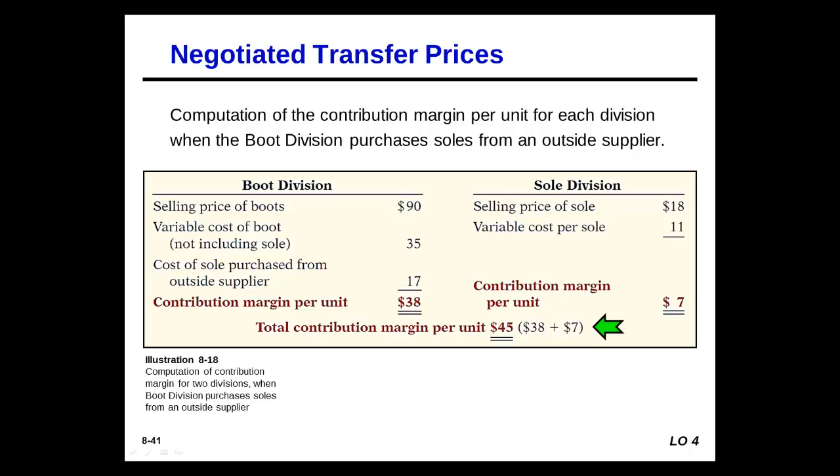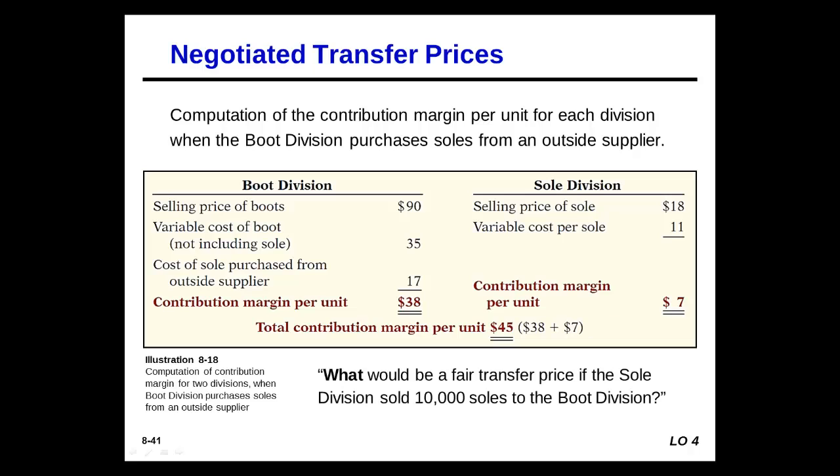Now let's ask the question. What would be a fair transfer price if the sole division sold 10,000 soles to the boot division? The answer depends on how busy the sole division is, that is, whether it has excess capacity.